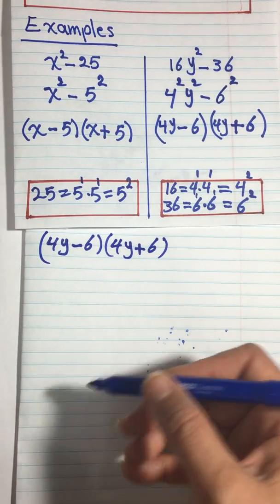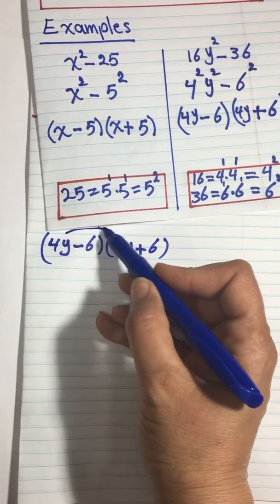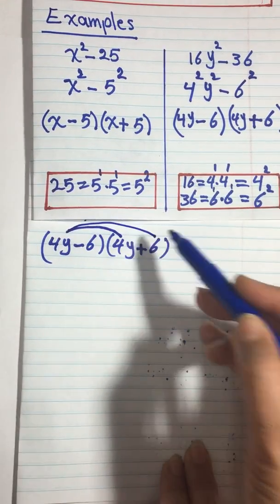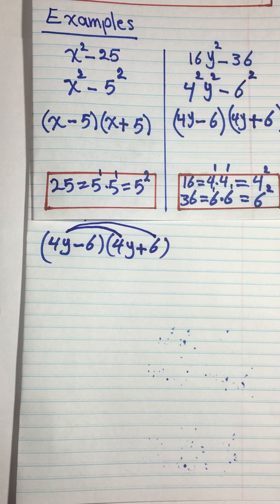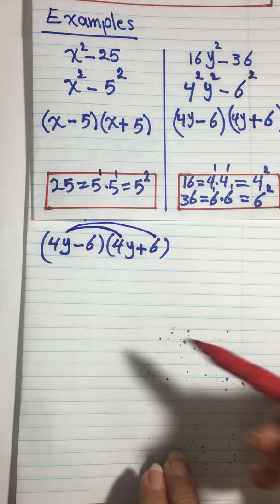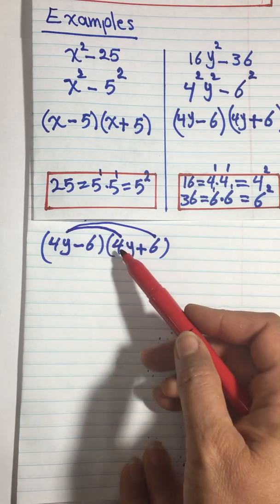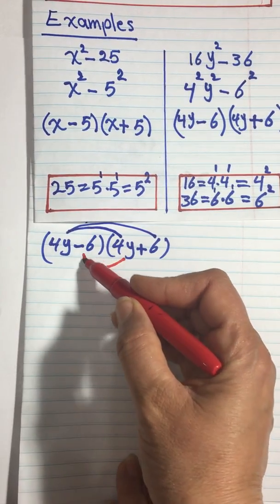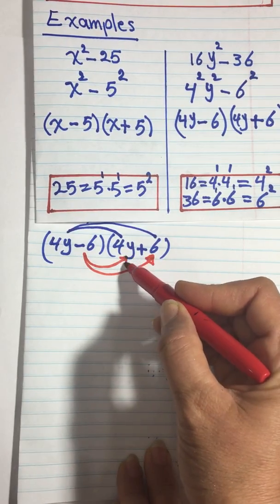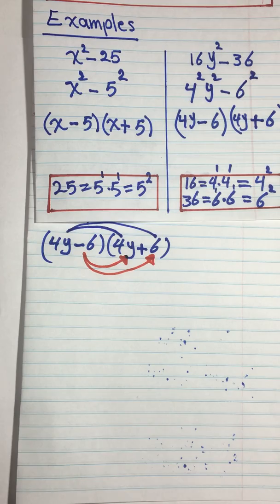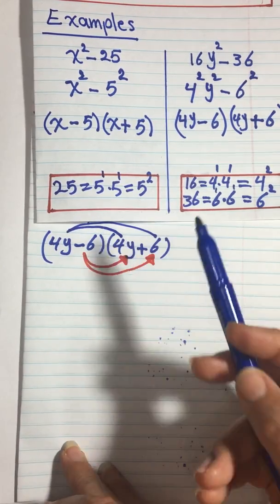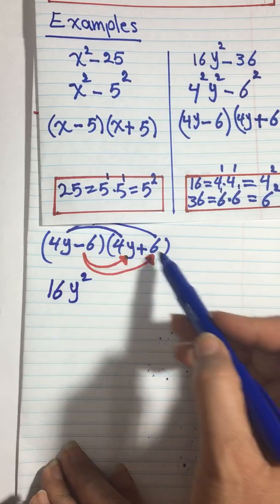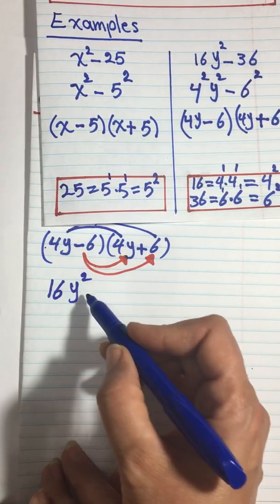So I'm going to multiply the first term, 4y, by 4y and by positive 6. And the second term, negative 6, I'm going to multiply by 4y first, and then by positive 6. So the answer for the first term, 4y times 4y, is 16y squared. 4y times 6, positive times positive, positive.